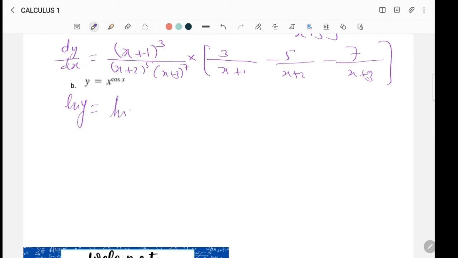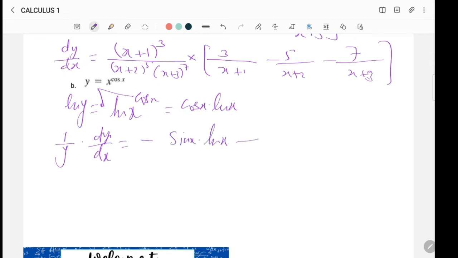ln y equals ln x to the power cos x. Then this cos will come here: cos x times ln x. Now differentiate. So 1 over y, ln differentiation is 1 over y, and y differentiation dy by dx. Cos x differentiation is minus sin x, and ln x as it is, plus cos x as it is, ln x differentiation 1 over x.